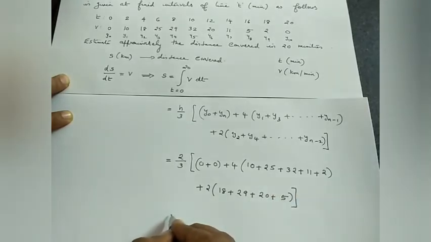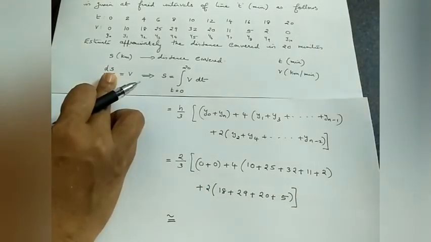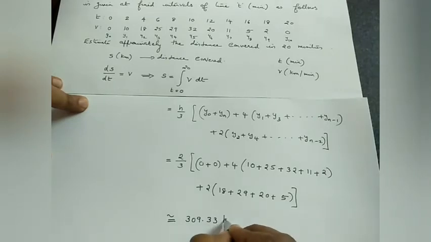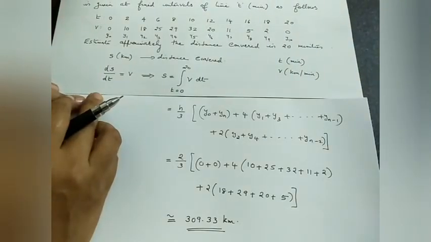Now we can use a calculator. With the help of the calculator, the value is approximately equal to 309.33. We have already noted that this distance is calculated in kilometer. Therefore, it is 309.33 kilometer.